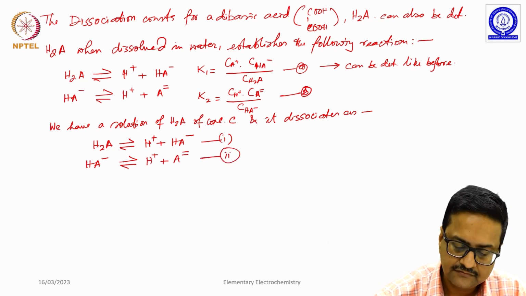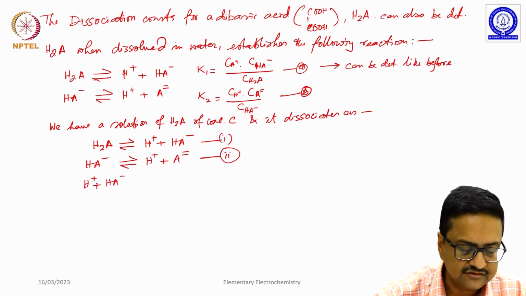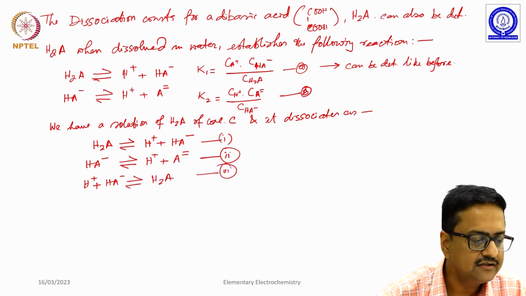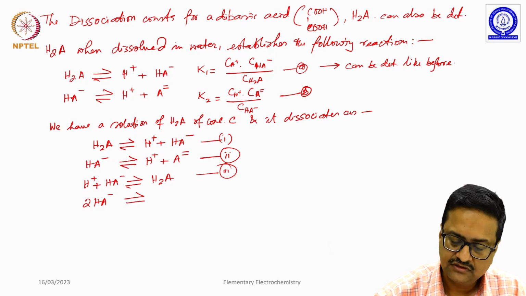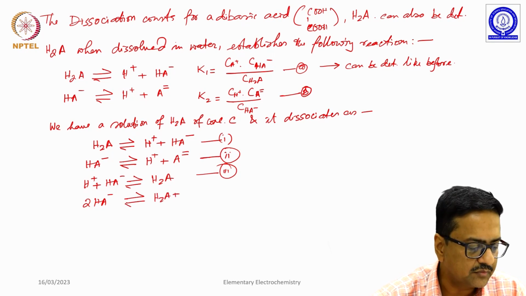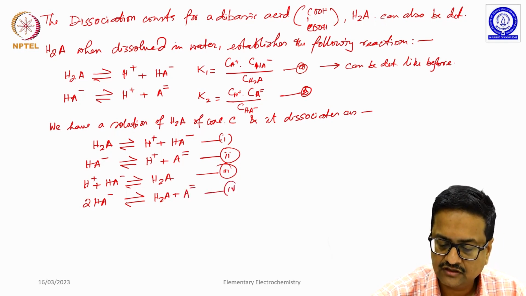Then again H plus combines with HA minus, giving you H2A, equation 3, and 2HA minus also dissociates as H2A plus A double minus, which is equation 4.